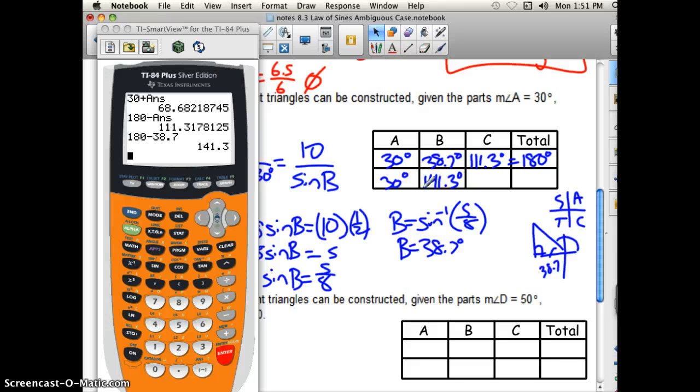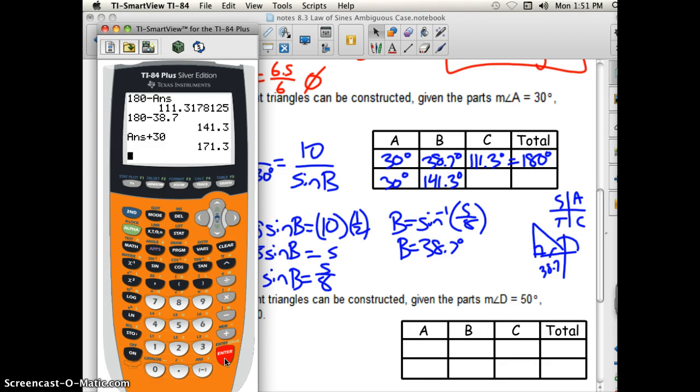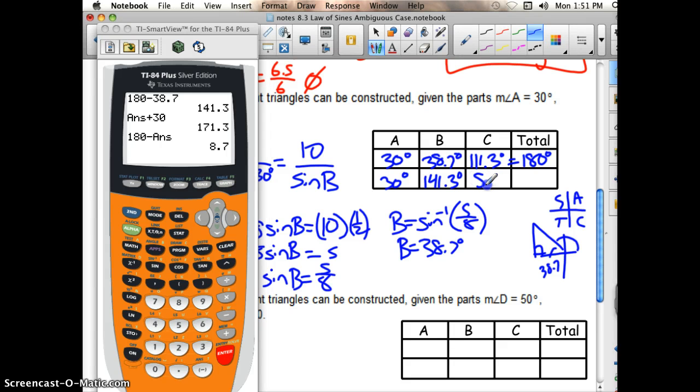Now if I add that to 30, which was my angle A, I get 171.3, and if I take that sum and subtract it from 180, I get 8.7, which certainly is a positive number. So in this case, I was able to construct two distinct triangles. Two triangles.